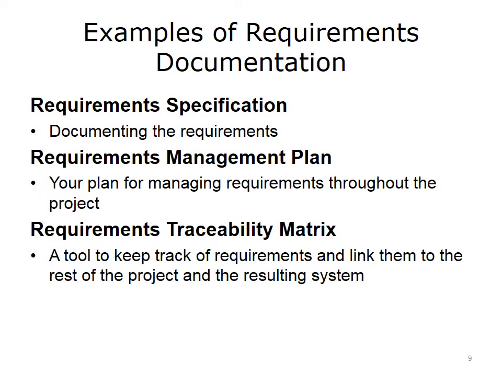In terms of requirements documentation, we will discuss 3 different documents. First, the requirements specification documents the requirements that you have elicited by engaging with stakeholders using prototypes and scenarios and conducting interviews. The second document is called a requirements management plan, which is your blueprint for managing requirements throughout the project. The third document is called the requirements traceability matrix, and it keeps track of the requirements and links them to the rest of the system and to the rest of the project. We will look at each of these documents in turn.